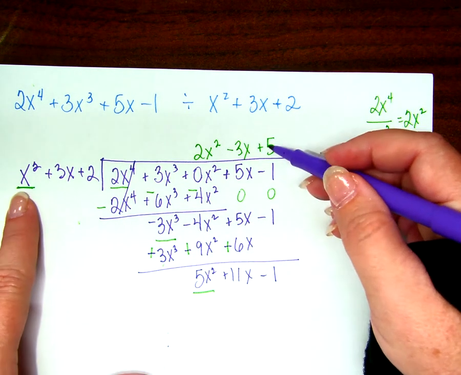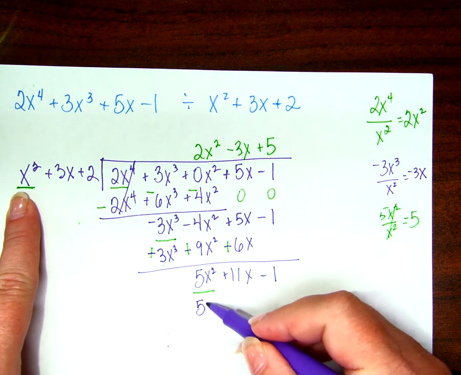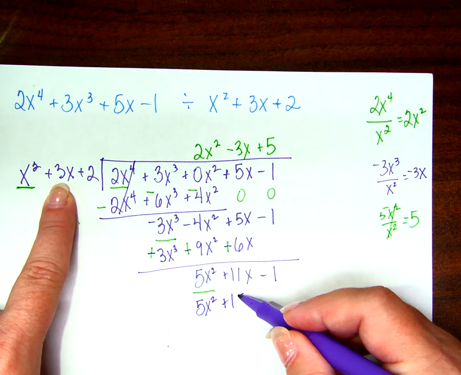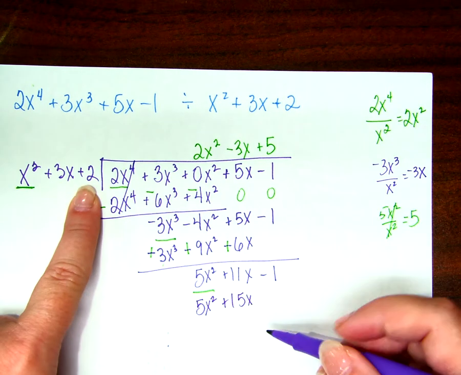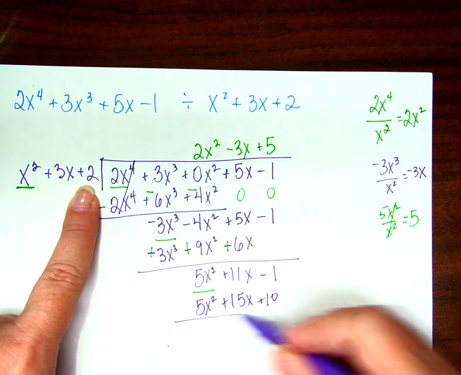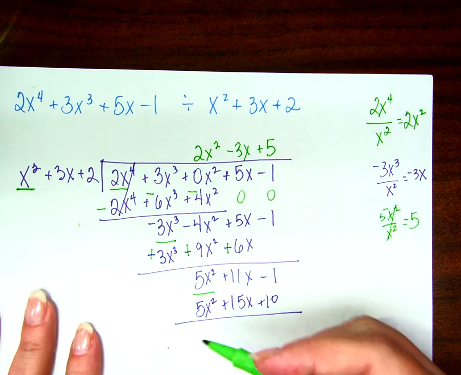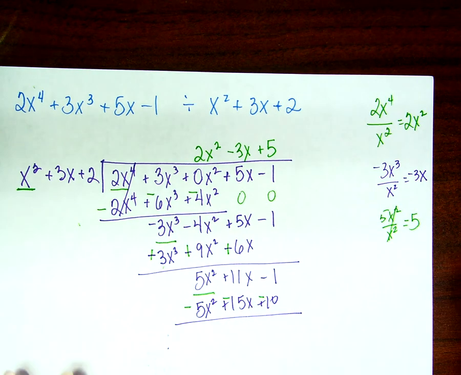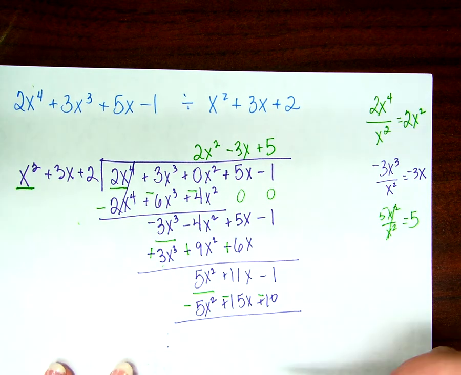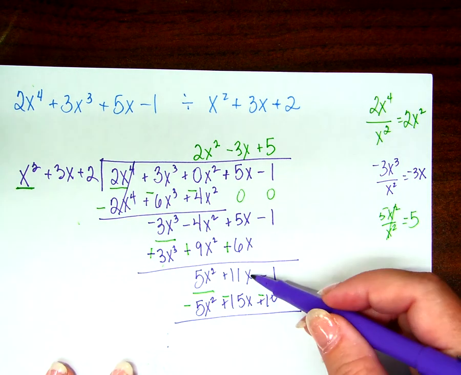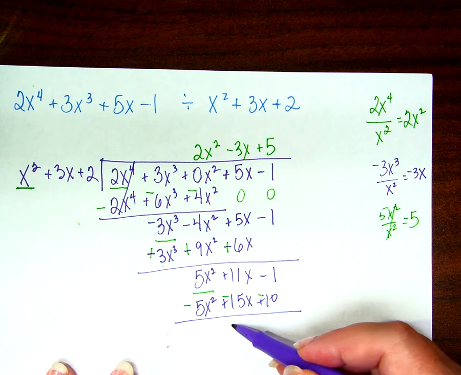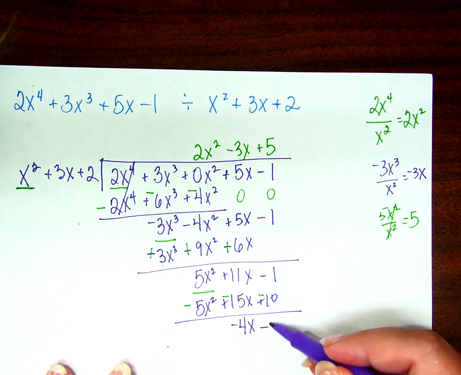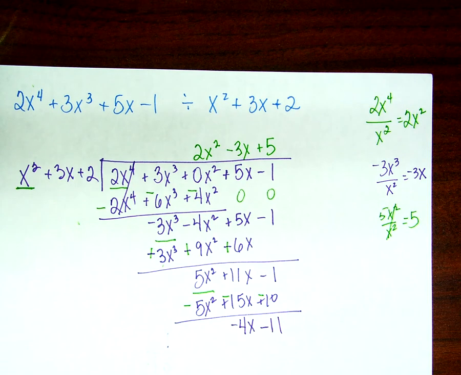Okay, now what? Multiply. What's 5 times x squared? 5x squared. What is 5 times 3x? 15x. What is 5 times 2? And now? Subtract, subtract, subtract. 5x squared minus 5x squared? 0. 11x minus 15x? Negative 4x. Negative 1 minus 10. Negative 11.